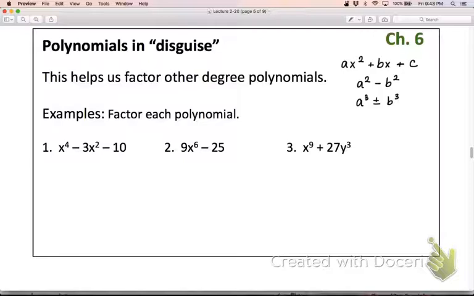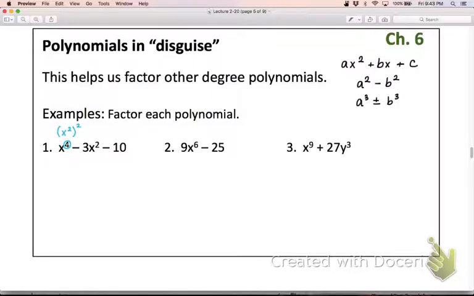So if you look at number 1, that looks like it might follow the form of the first one, ax squared plus bx plus c, except they're not x squareds. The middle one is, but the first one is not. So I need to see if x to the 4th could be rewritten as something squared. And it can, because the 4th power is even. That means that this is the same as saying x squared squared.